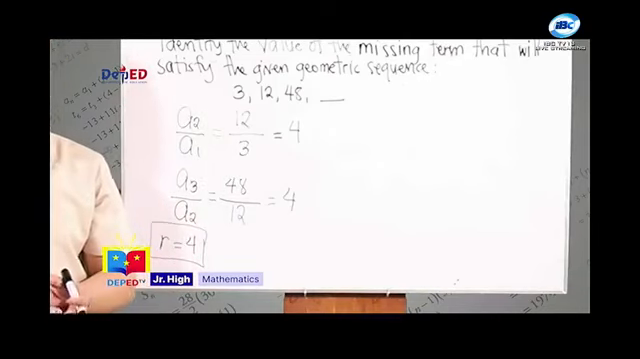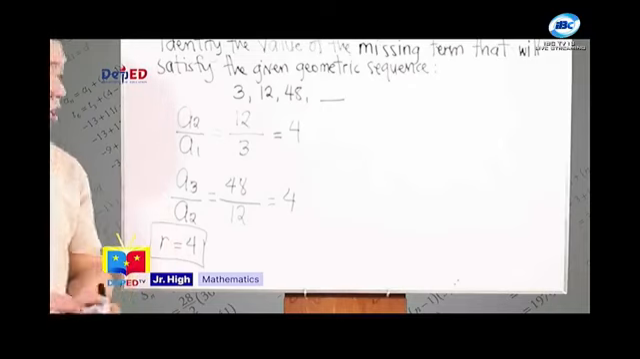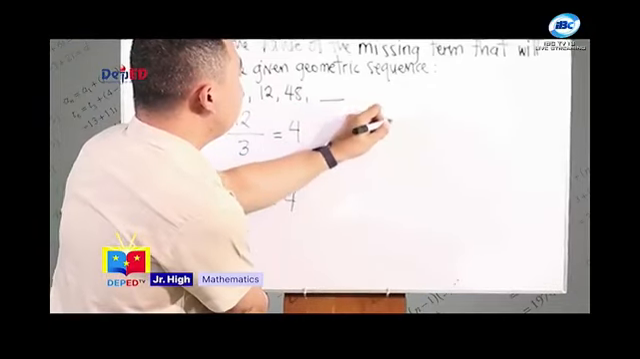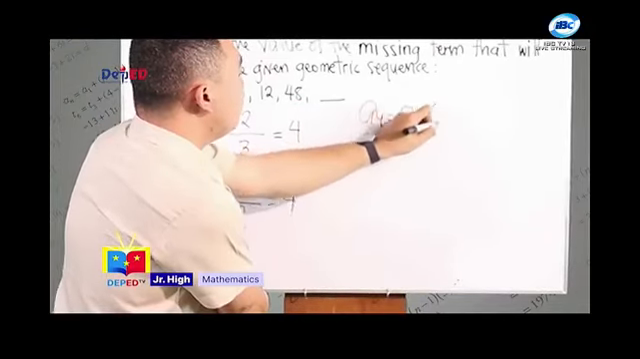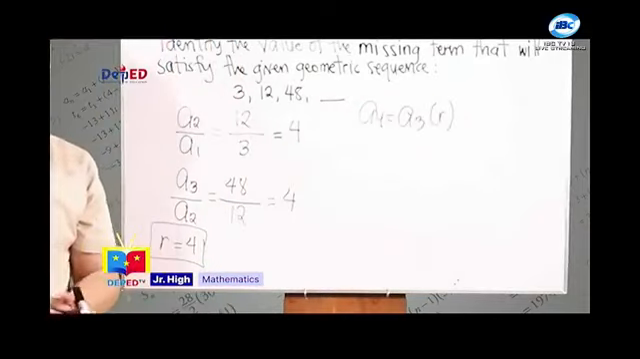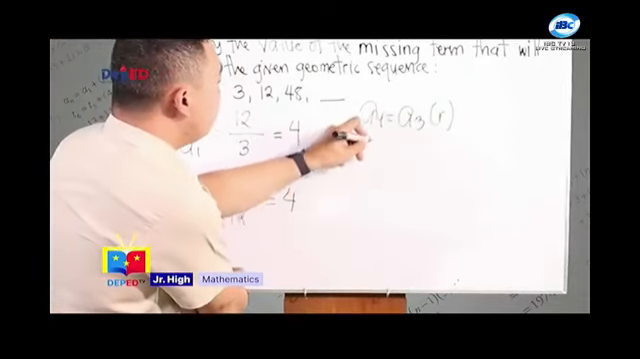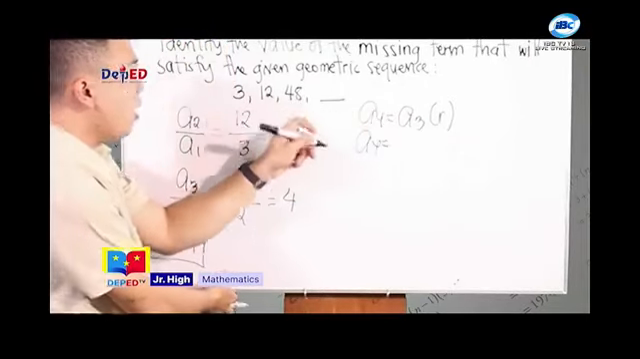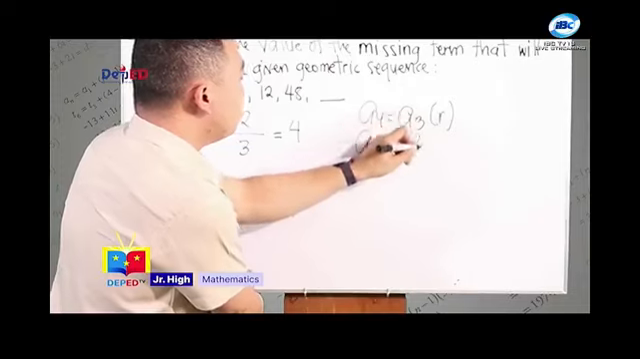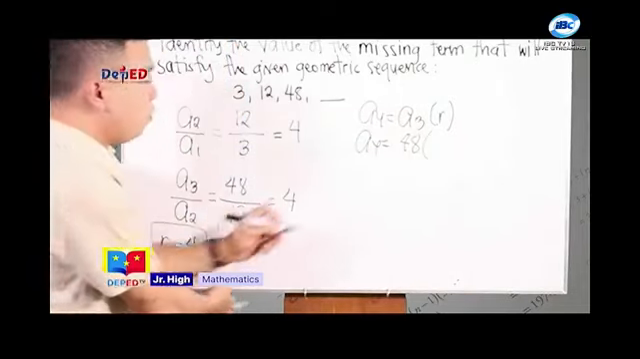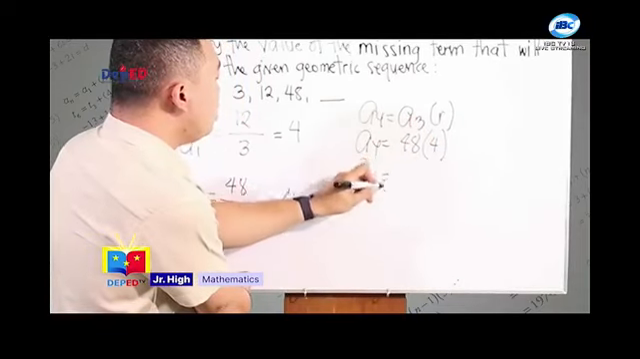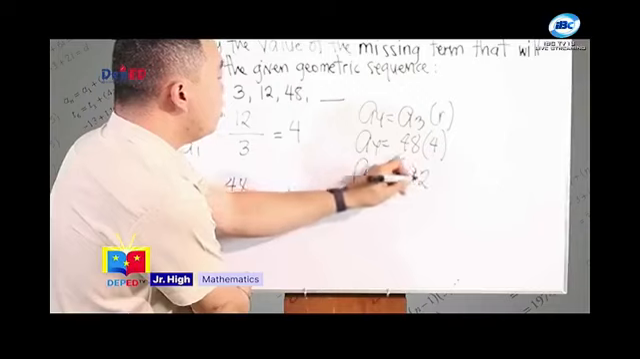Now, using the common ratio 4, we will get the next term by multiplying the third term, which is 48, times the common ratio. Our a sub 4 is equal to a sub 3, which is 48, times the common ratio, which is 4. Our a sub 4 is equal to 192.